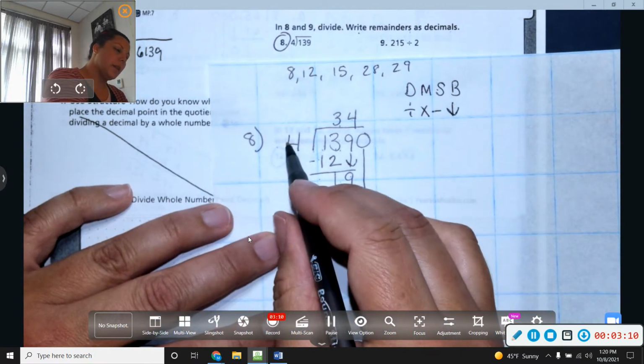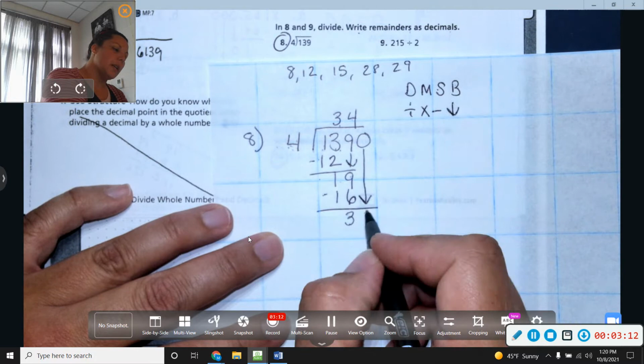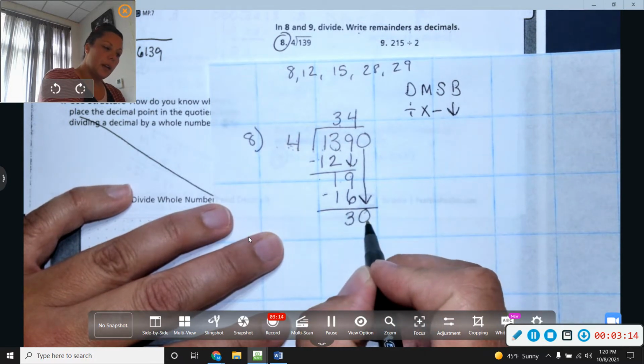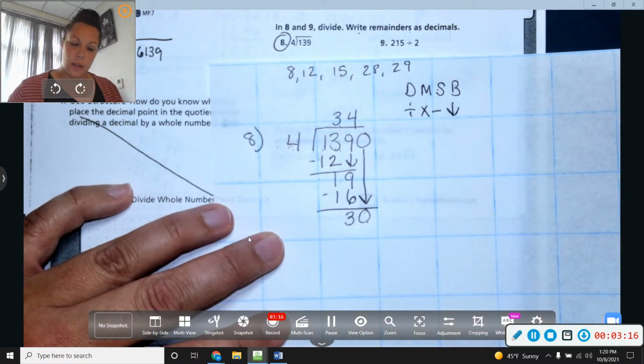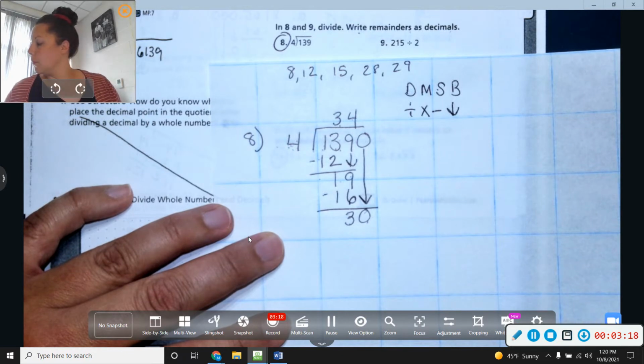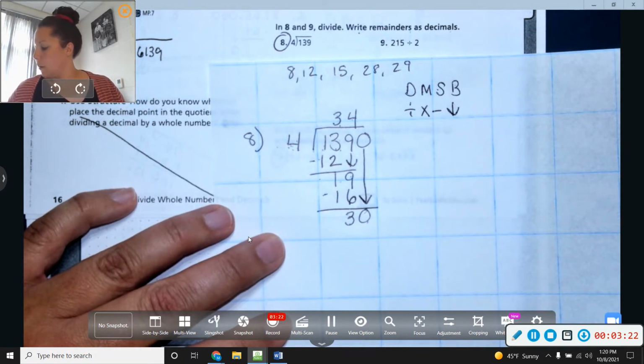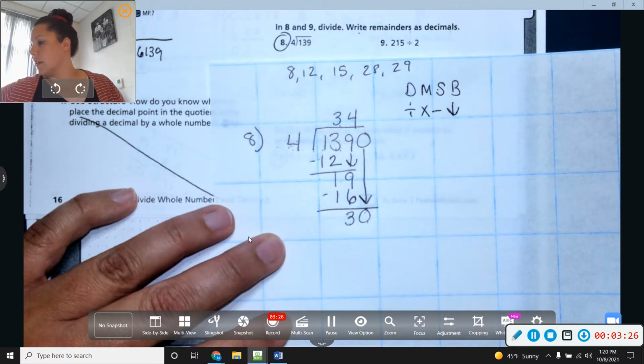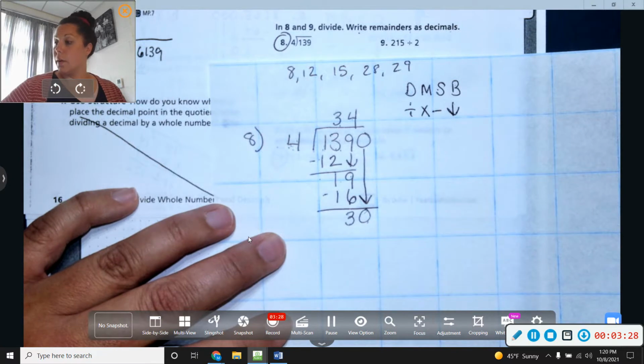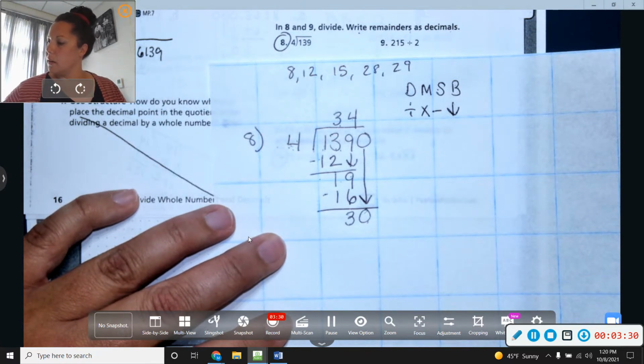Okay. 4 goes into 30 how many times? 1 second. I need to check my other paper to make sure I did something how I was supposed to. Sorry, you guys.